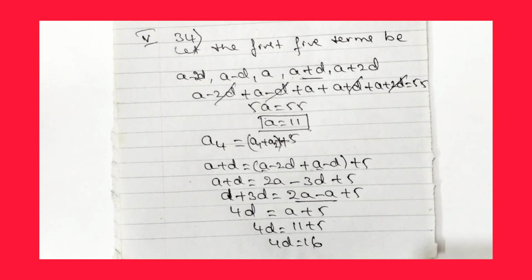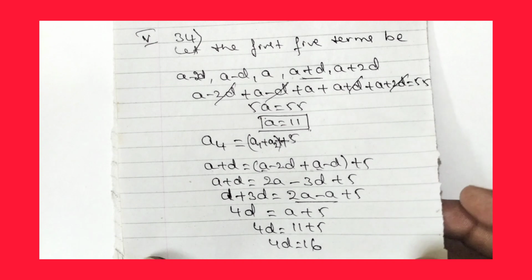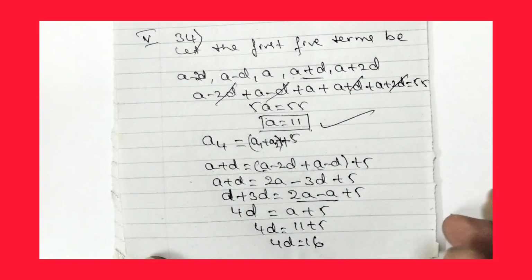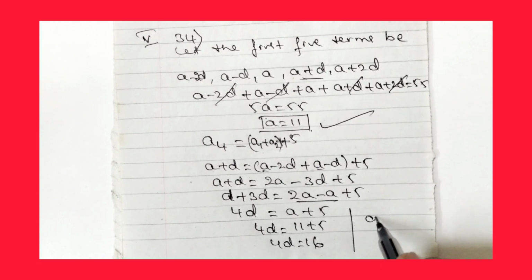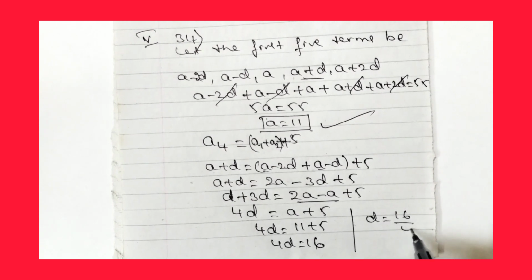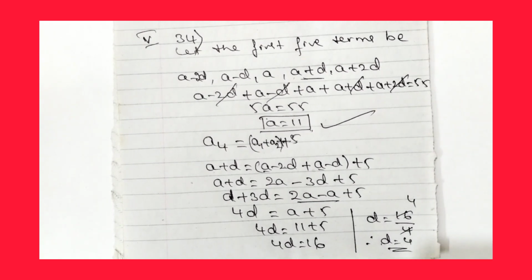Now you are told to find the terms of the AP. First we have calculated a. Now let us calculate d. So 4d is equal to 16. So d is equal to 16 by 4. Therefore d is equal to 4. So the value of d is 4.